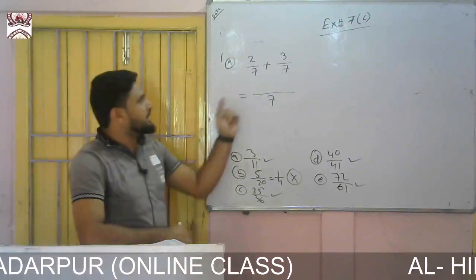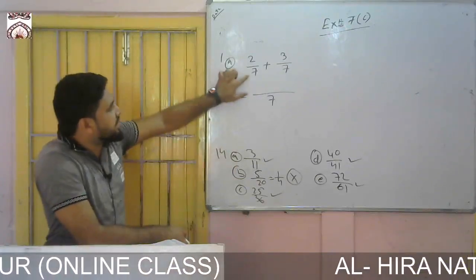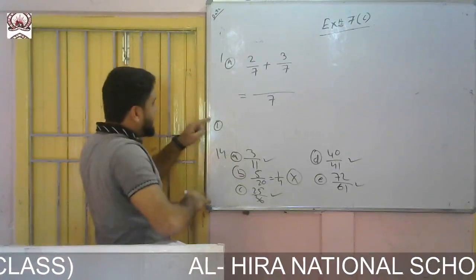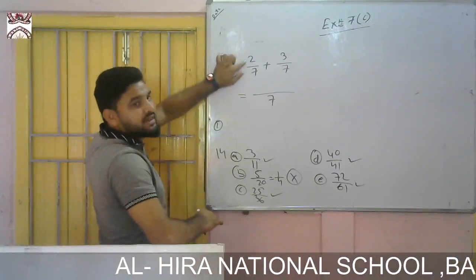And if you see that, then you divide 7 by 7, then you will get 1. Okay. And this 1 should be multiplied with this numerator.